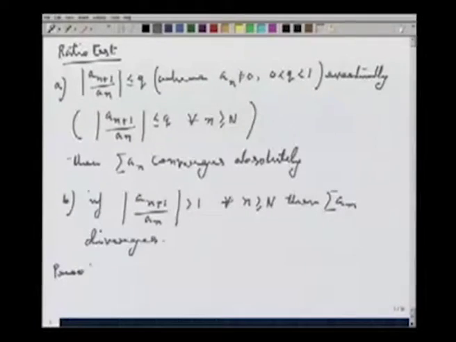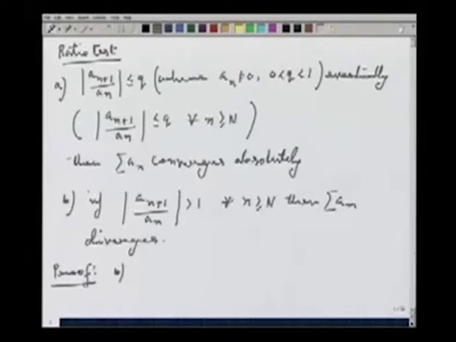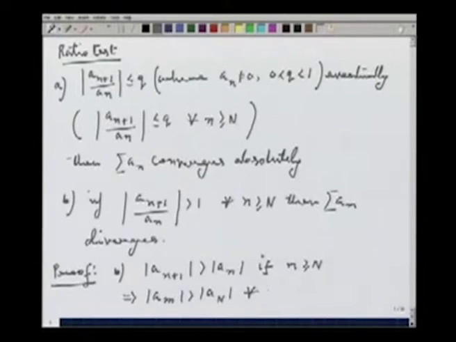Now coming to the proof of it, it is very easy to prove. You will see it's just a simple application of the comparison test. The easiest part is to prove B first. The given condition says that mod a_(n+1) is strictly bigger than mod a_n if n is bigger than or equal to capital N. In particular, I can say that mod a_m is strictly bigger than mod a_N for all m bigger than or equal to capital N.